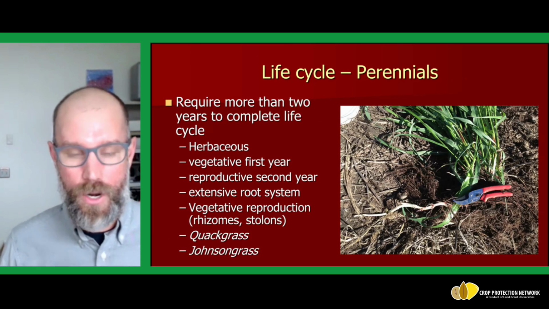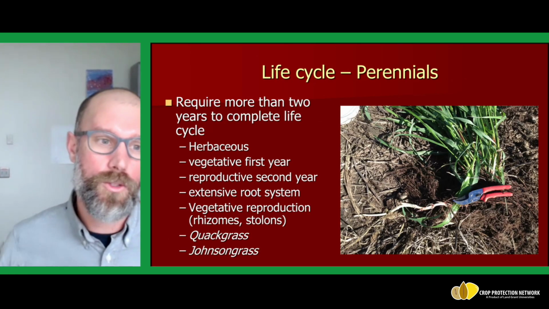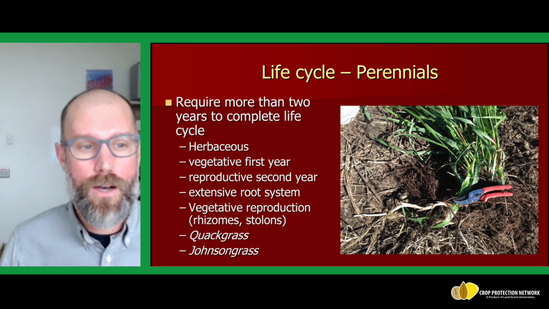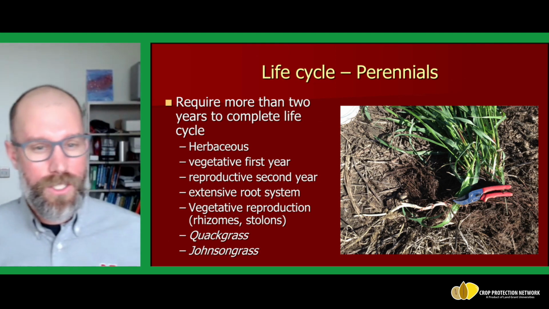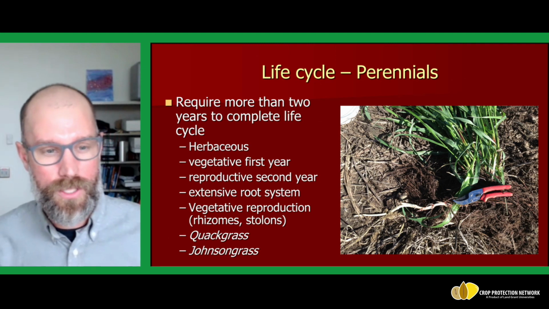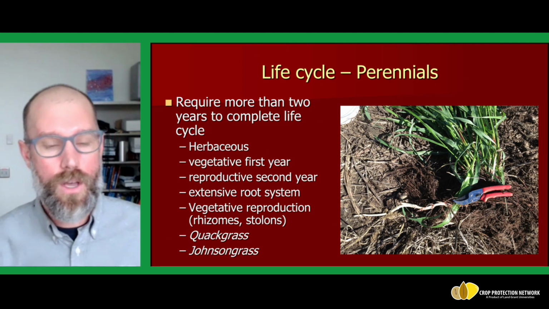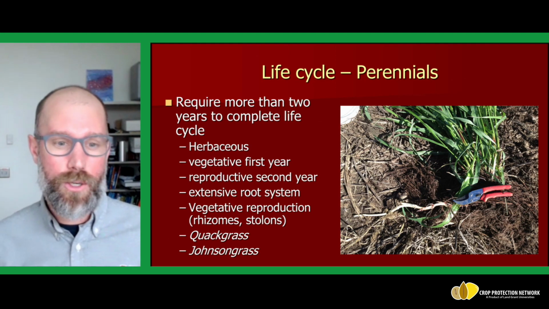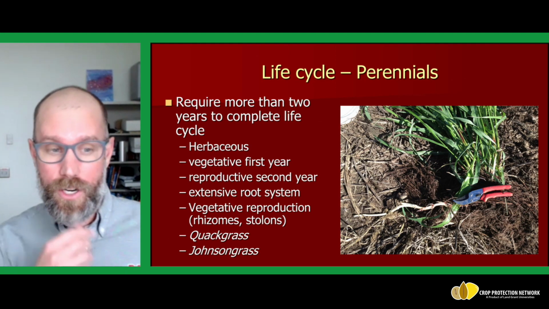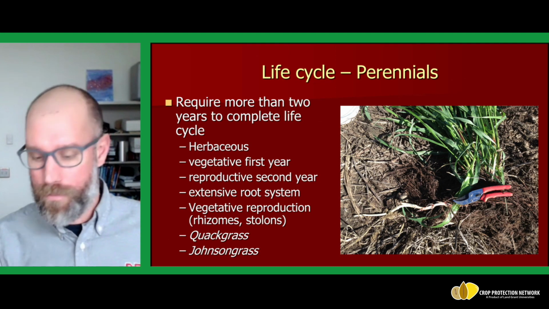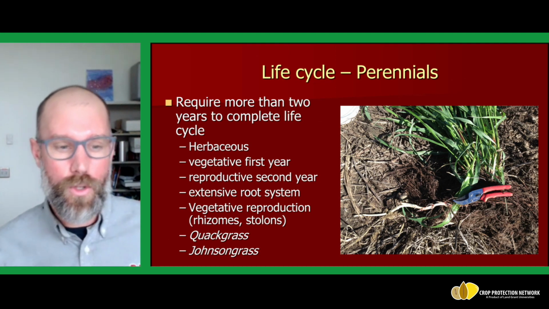And then we also have perennial weeds. And so these are weeds that have multiple year life cycle. Often they're vegetative that first year, then they may reproduce in the second and subsequent years. They tend to have a more extensive root system. They'll often reproduce not only by seed, but also very commonly by other means, by rhizomes, stolons.